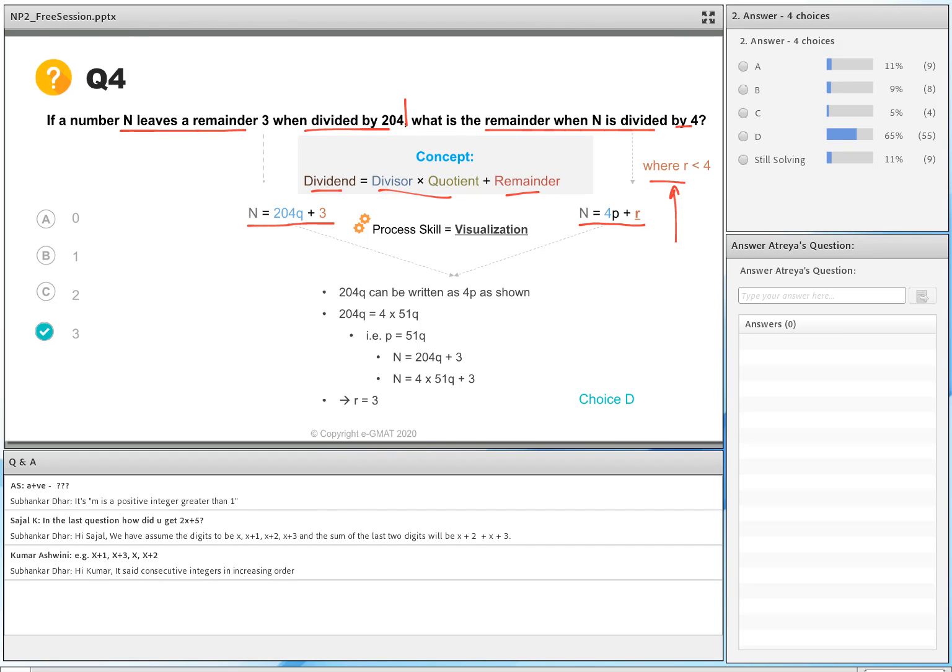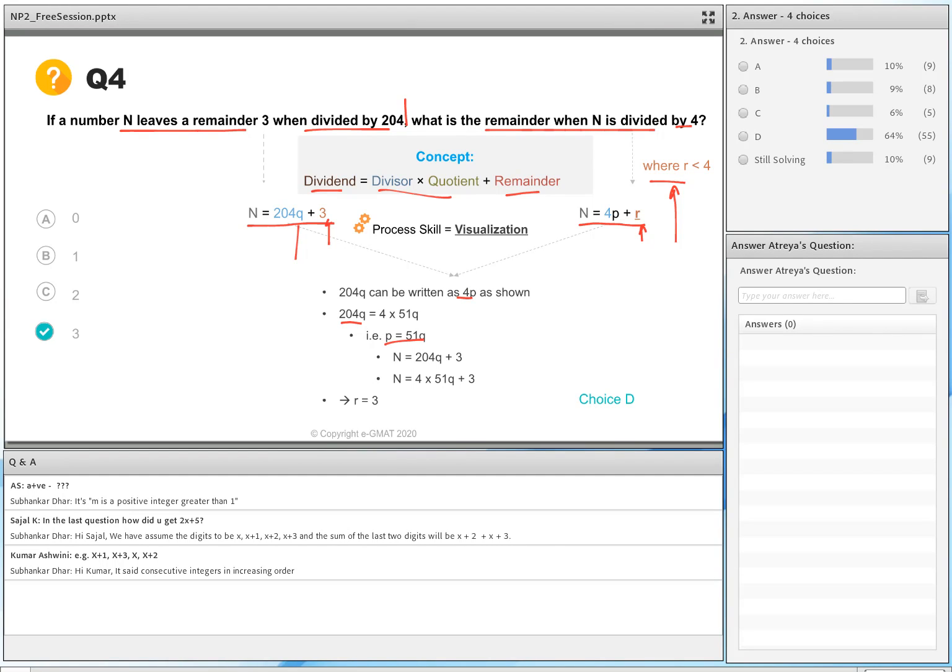So since I have n on both sides of this equation, the parts 204q plus 3 and 4p plus r are essentially similar. So what I would do is I'll try to write 204q in terms of 4p. Because if I can do that, then I'll have a relationship between the term that lies here, which is 3, and r, right? So I'll try to write these two equations in that manner. And I can see that 204q can be written as 4 times 51q.